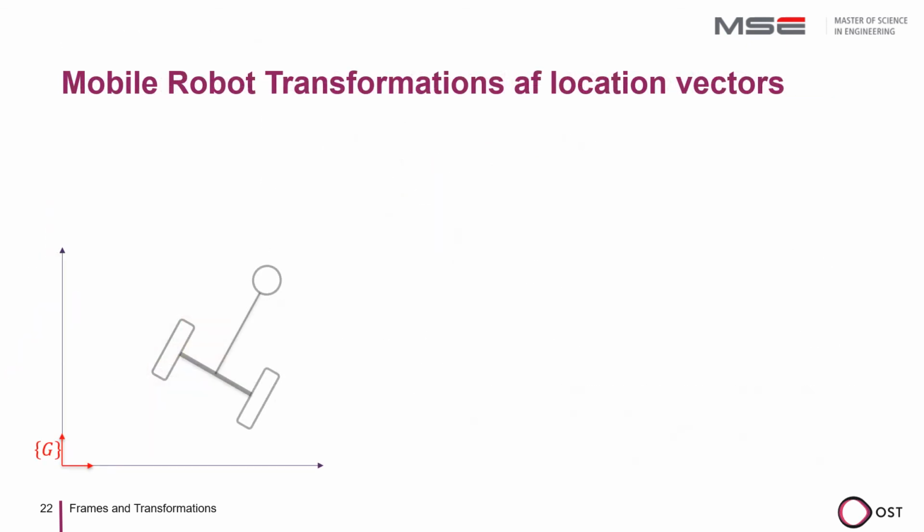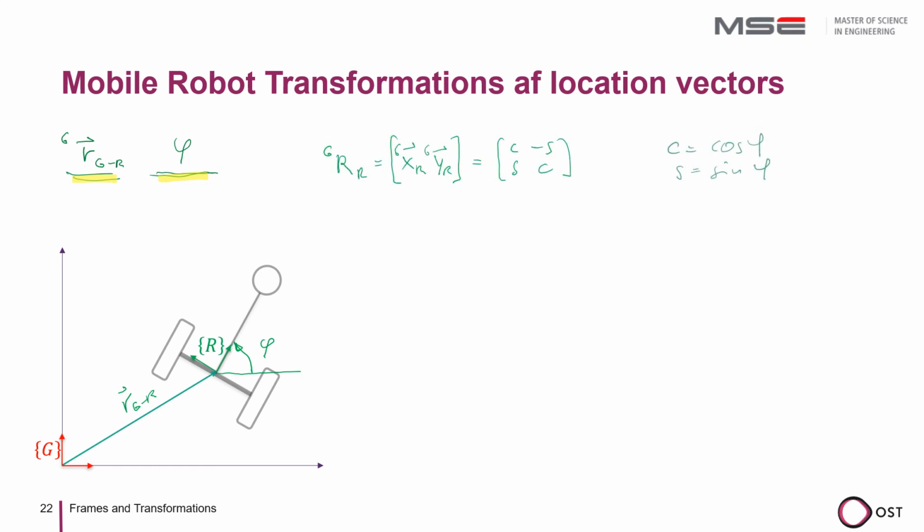Let's look at how to deal with position vectors using a concrete example. Let's assume we want to know the position of the gripping point of our robot. The position of the robot coordinate system R with respect to the global coordinate system G is described by the vector R, GR and the angle phi. With this we know the rotation matrix and the homogeneous transformation matrix.